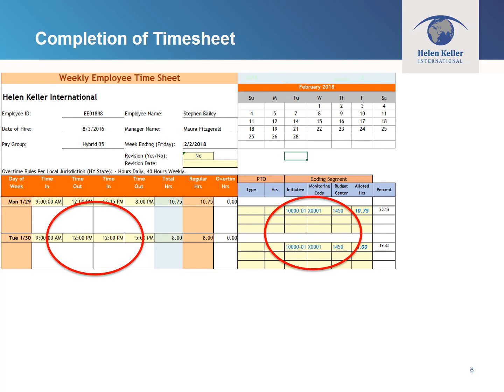This form will also be interfacing with the NetSuite ERP. That means that coding segments such as initiatives, monitoring code, and budget codes will be actively updated.